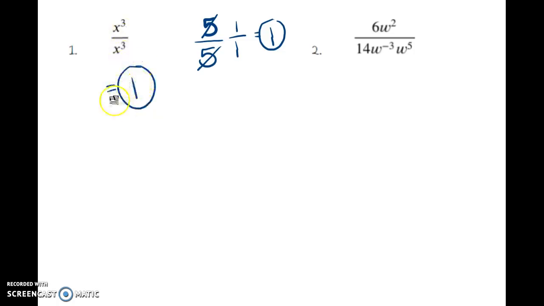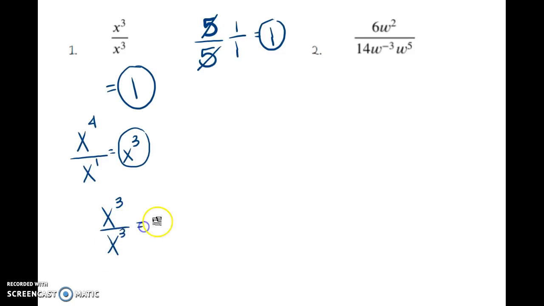1. But I also want you to think about the fact that we know a rule. So if I had something like x to the fourth over x, or x to the first, you could take 4 minus 1 and get x cubed from that rule. So in that case, using the rule, you're taking the numerator's exponent and subtracting the denominator's exponent. Well, if I use that rule for x cubed over x cubed, I would do 3 minus 3 and get x to the 0 power. So what we just found out is x to the 0 power is actually 1.